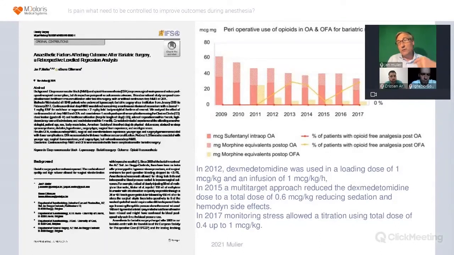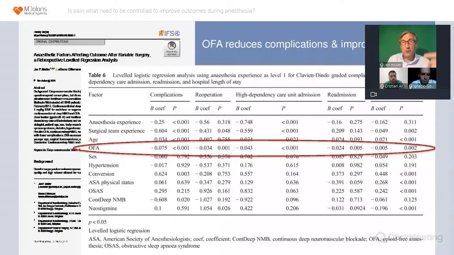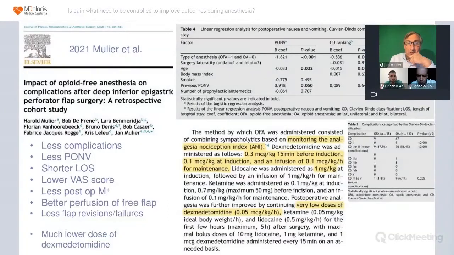And what you see is that we further improved the care. We had fewer problems thereafter, very nicely shown in these 8,000 consecutive bariatric patients, comparing opioid-free versus opioid anesthesia. The opioid-free, the whole group, initially at 1 microgram, 0.6, and then adapted accordingly. Nevertheless, in total, we had a dramatic reduction in complications, in readmissions, in admissions to the ICU, and in total hospital length of stay was significantly shorter, taking other factors into account like anesthesia and surgery experience.